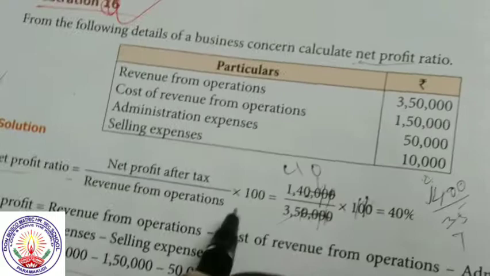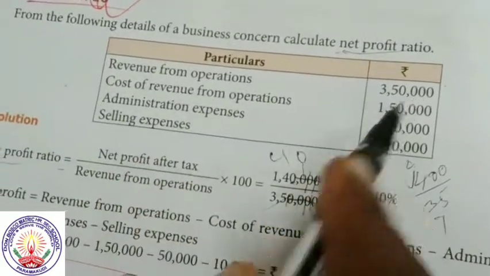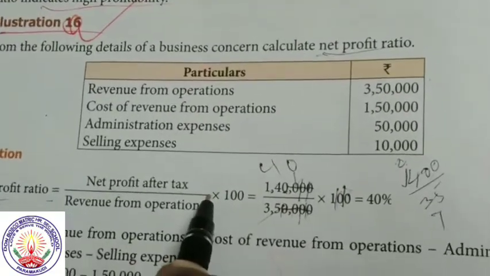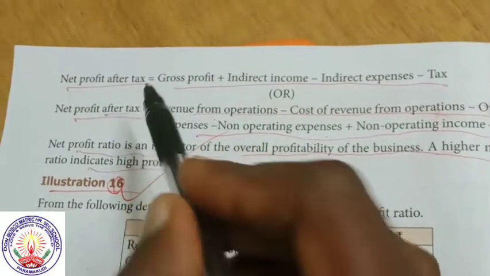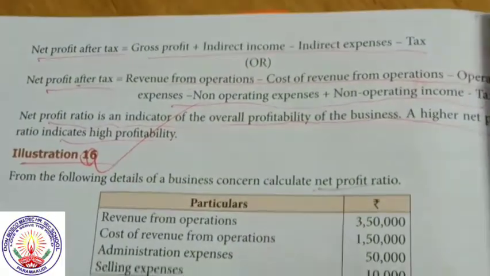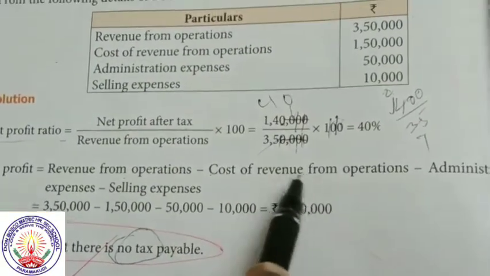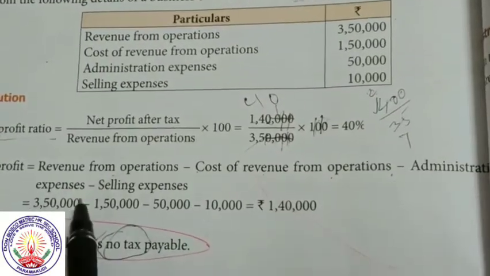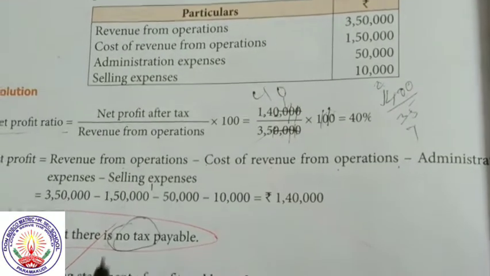Revenue from operation, how much rupees? It is directly given in the question: 3,50,000. Net profit after tax, what is the formula? Net profit after tax is equal to revenue from operation minus cost of revenue from operation minus administrative expense minus selling expense. It is called the net profit formula.